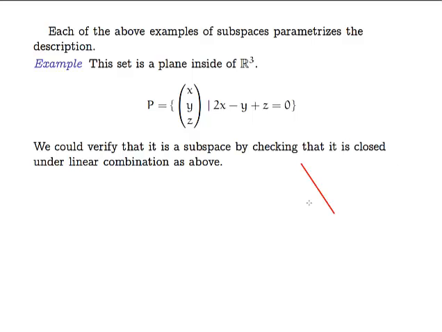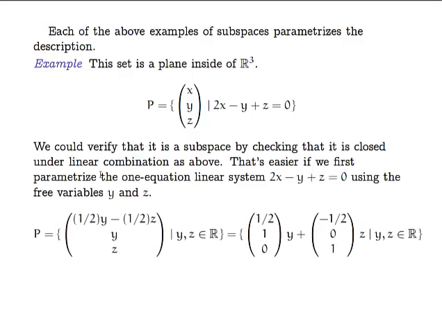Here. And then if I draw a plane, the set of all vectors perpendicular to that vector, that's perpendicular. This one is going to be perpendicular. If I drew it in here, if I went straight out of the page, that would be perpendicular to this. If you drew all of those vectors that are perpendicular to this given red vector, that would be a plane. Now, we could verify that this is a subspace by checking that it's closed under linear combinations.